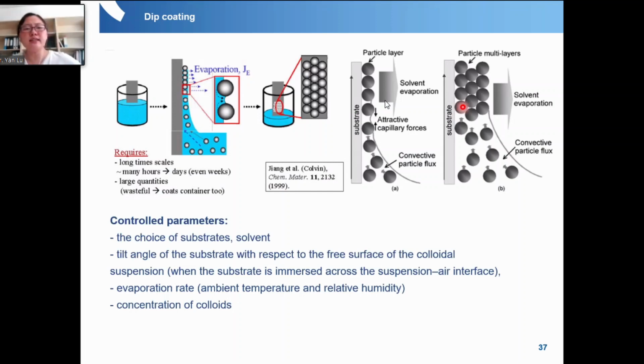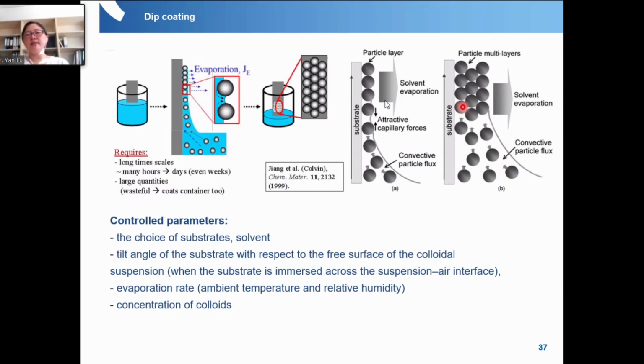So here's a parameter which you can use to control the film. On one side, of course, is the substrate and the solvent you can use. And also here, the angle you tilt the substrate can be used to control the final structure of your latex films. And of course, the evaporation rate is also a very important parameter for you to control.